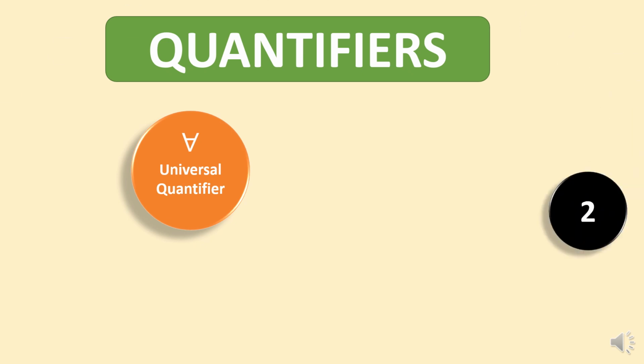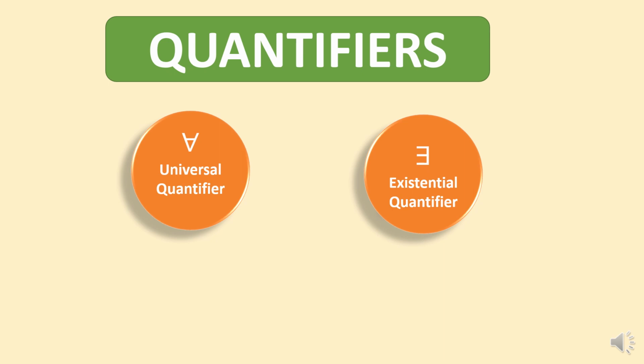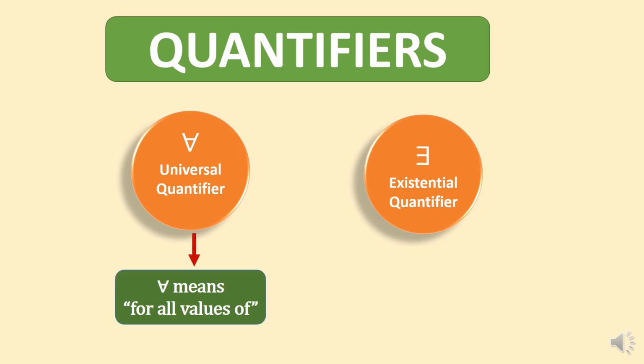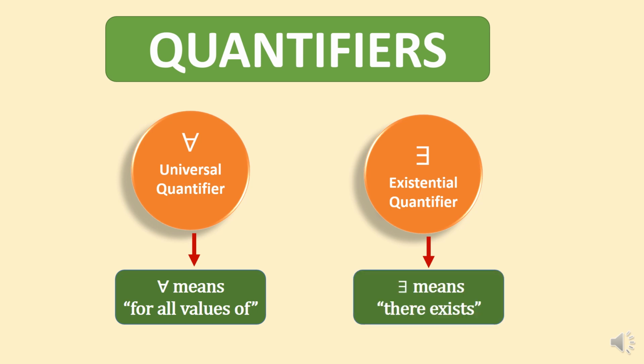The second one is known as existential quantifier. You can remember it as the reverse of E. Now the first one, that is universal quantifier, means for all values of. So whenever you see this symbol, what must come to your mind is for all values of or for every. And the second one, that is existential quantifier, means there exists. So whenever you see sums containing this particular quantifier, you must remember the words there exists.